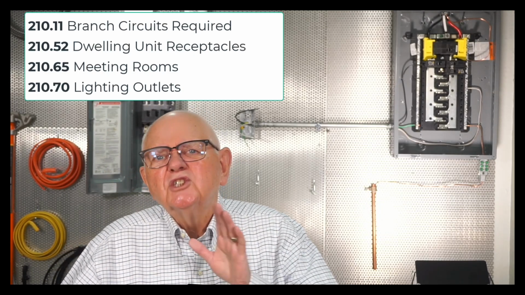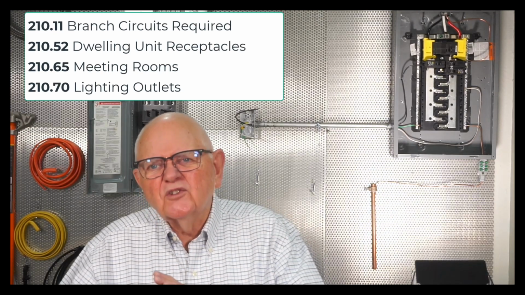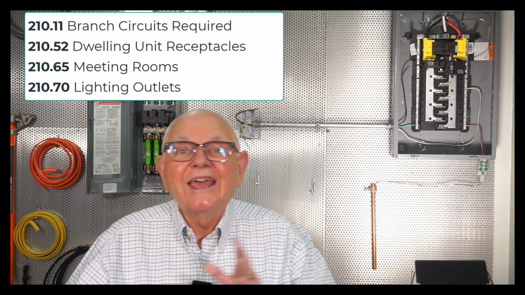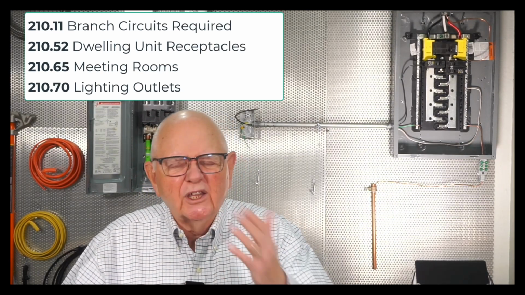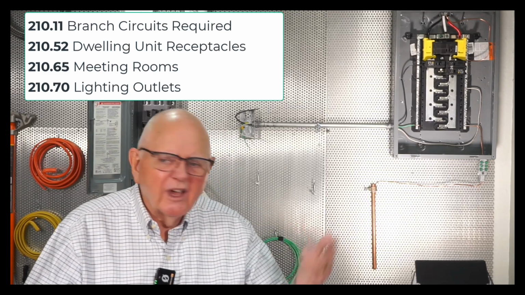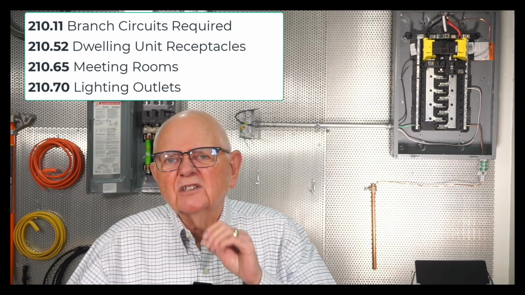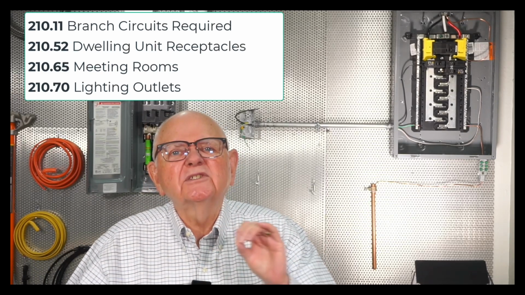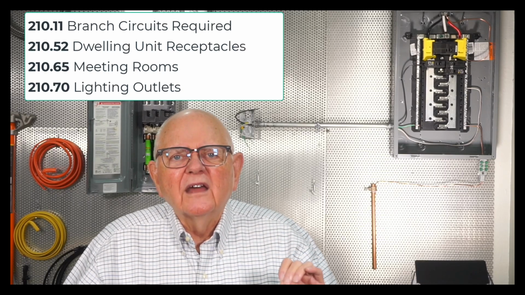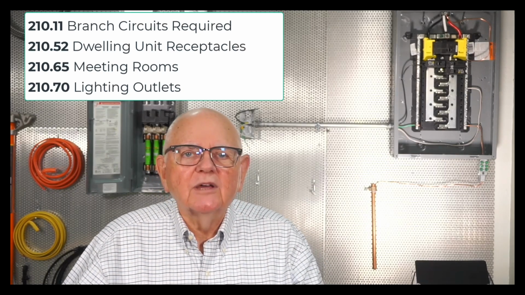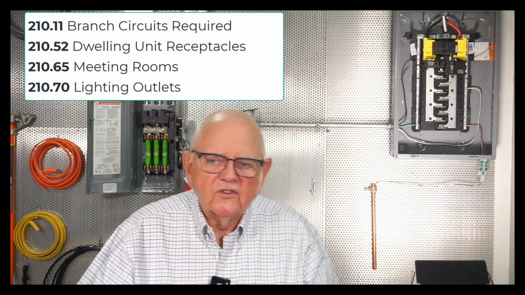Now, 210.65 talks about receptacle requirements in meeting rooms. So that's other than dwelling unit. In a meeting room, maybe in a hotel or somewhere. It also talks about where those receptacles have to be placed along the wall. And also we have floor-mounted receptacles in meeting rooms. It addresses that as well.